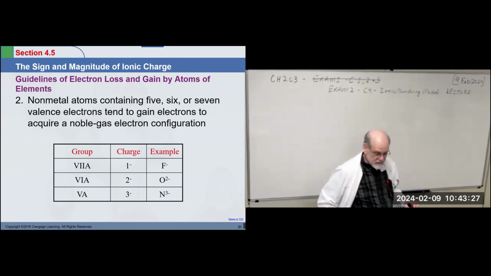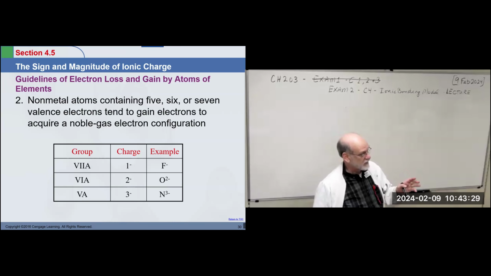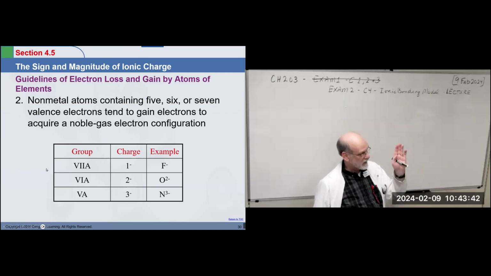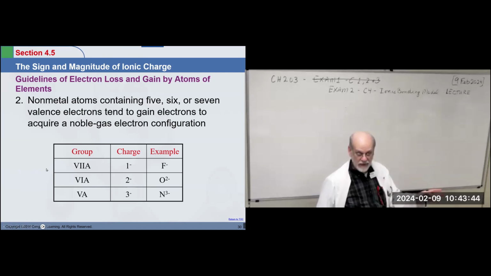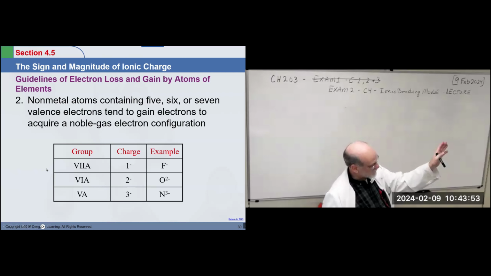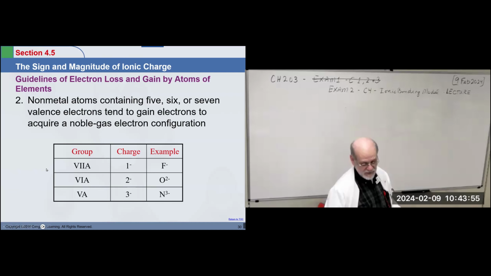All right, the 7As, always -1 charge. It's efficient for the halogens to gain an electron, and then they just step over 1 and look like a noble gas. Oxygens gain 2 electrons. The chalcogen group and the pnictogen group, they gain 3 electrons. So that's why they are anions, whereas those on the left-hand side, those are cations to look like noble gas configuration.